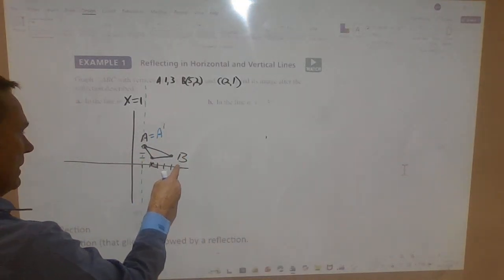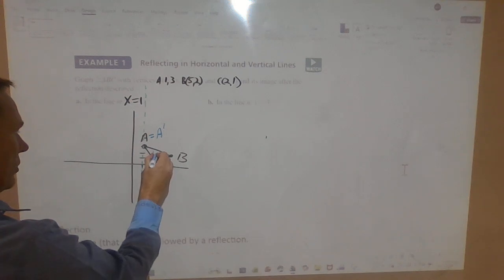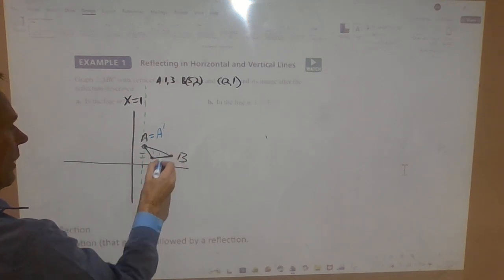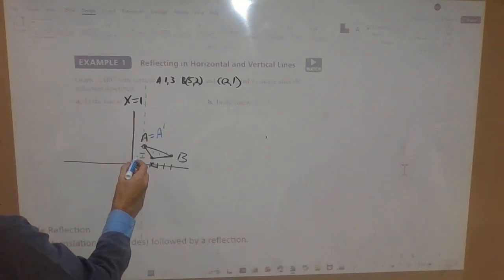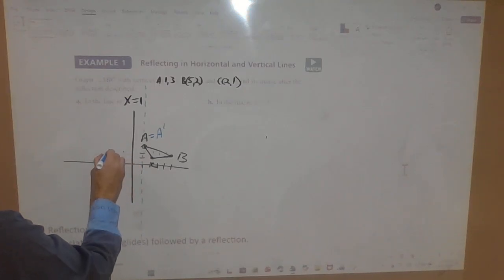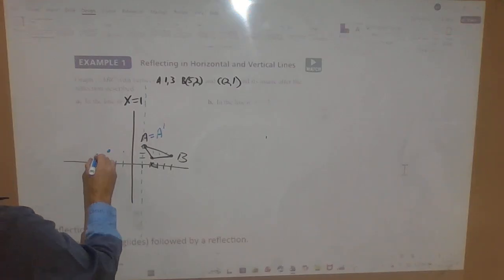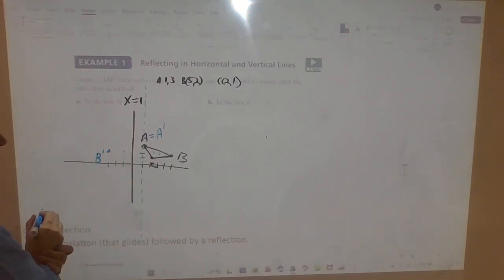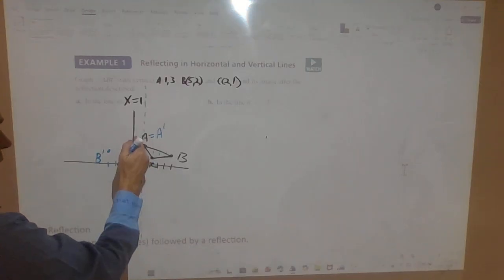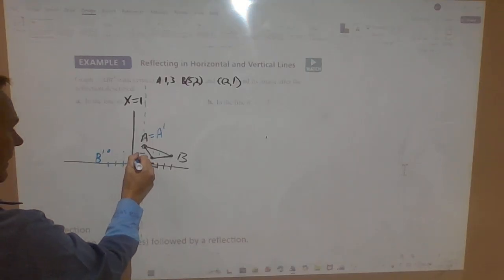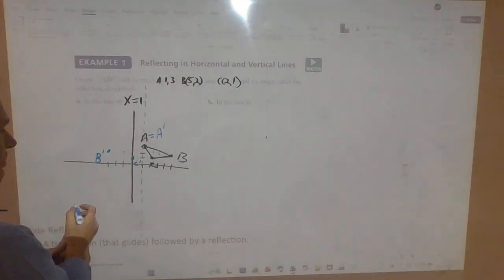If we look at B, B is 1, 2, 3, 4 units away. So it's going to be 4 units away to the left. 1, 2, 3, 4. This is where B prime will be. Point C is 1 unit away, so it's going to be 1 unit away from this line. And there is point C prime.